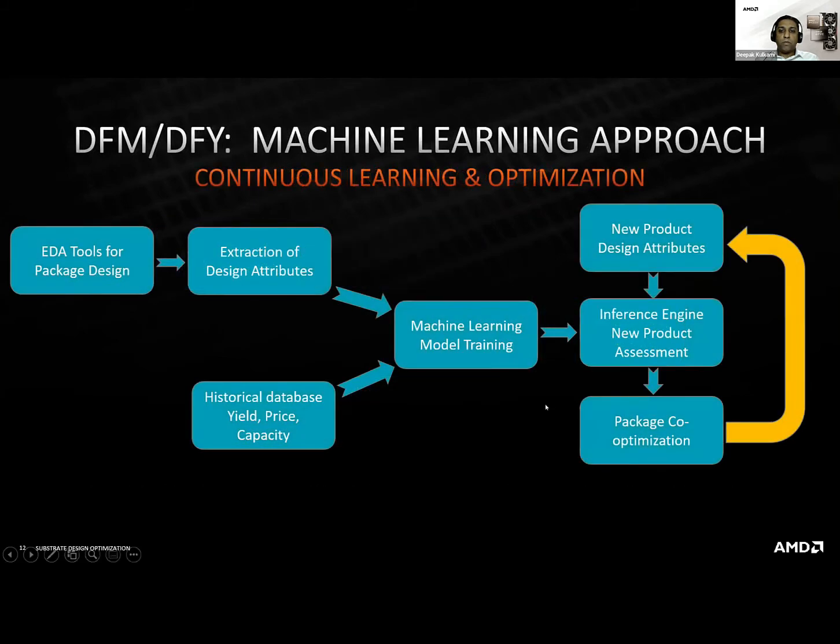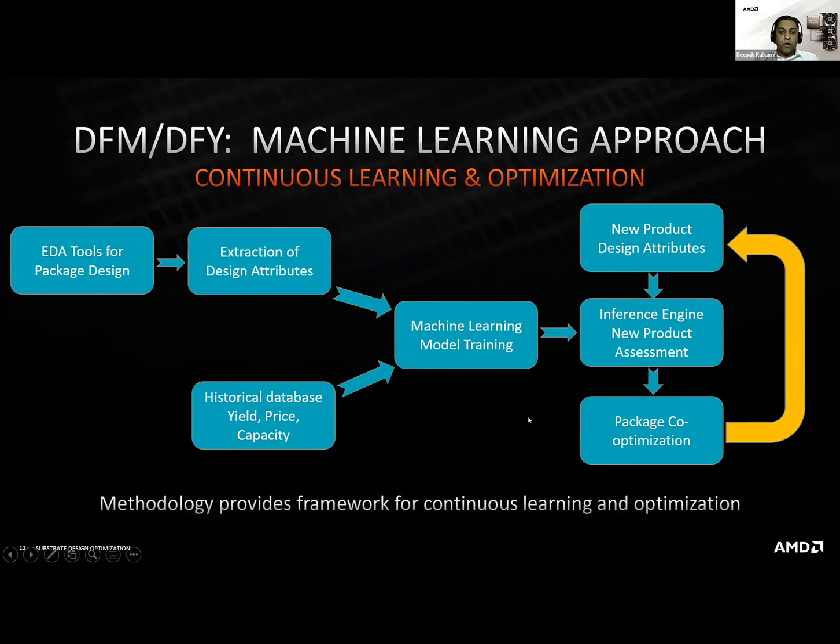Once this model has been trained, then we can utilize this model for any new product evaluations. As soon as we have some of those design attributes for a new product, we can run it through our inference engine to determine optimal package design. And that process can be an iterative process where as the design matures, we can continue to do additional design optimization to fine tune various different parameters such as line space, spacing between different layers, etc.